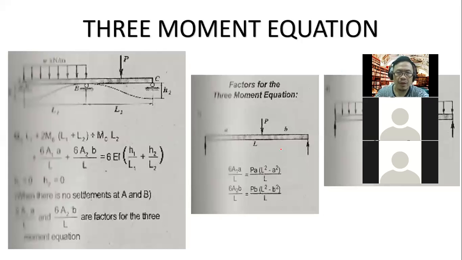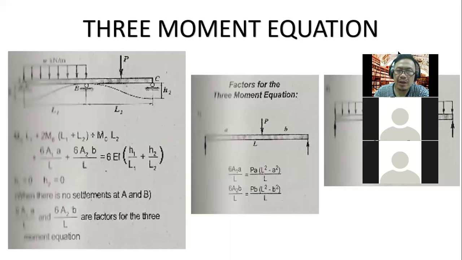Okay, so we'll move to the 3-moment equation. This method could also be used for indeterminate types of beams, mostly for two-span beams, auto spans or continuous beams, or even for fixed-end type of beam or propped beam. But for the sake of the board exam, it will be up to you to choose what method you are going to use.